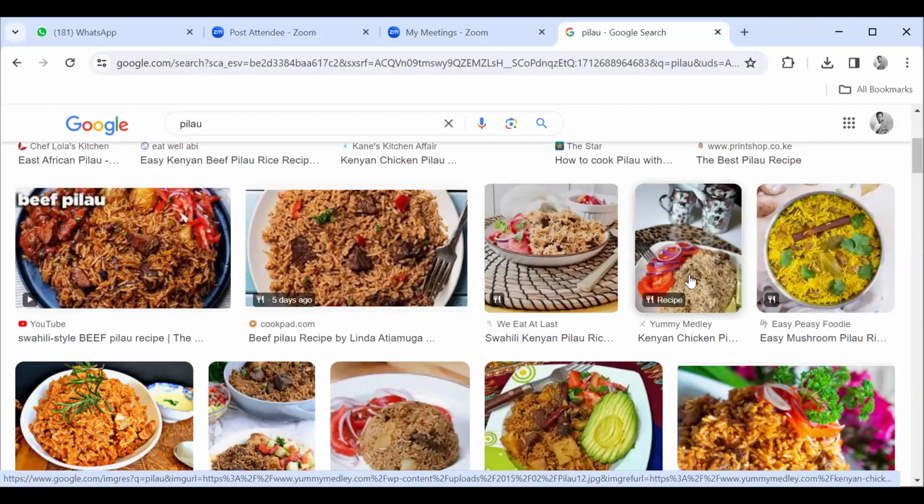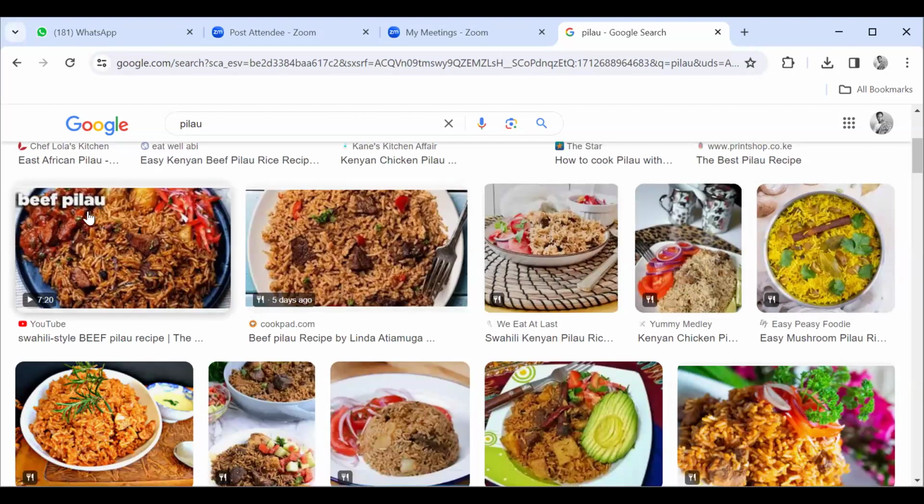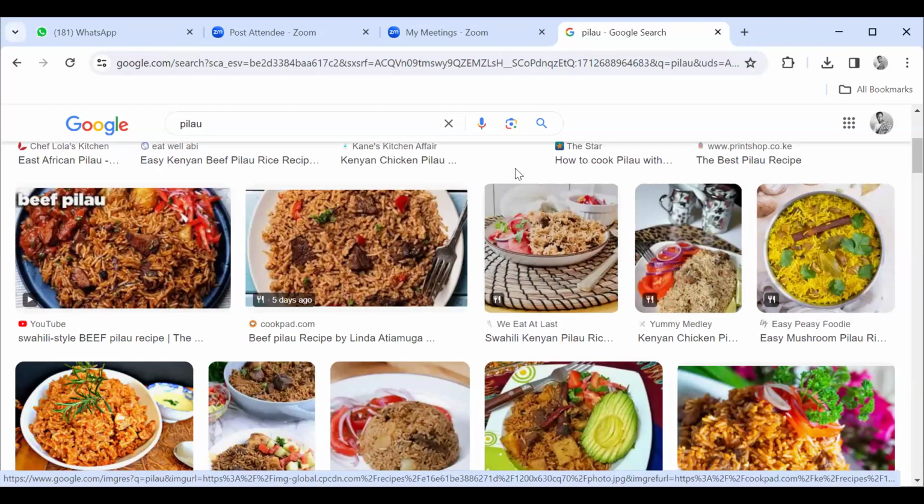Okay, so this one, the one in the first, it can be cooked with beef. They call it beef pilau. Or they can use chicken. They call it chicken pilau. Okay. What about the one at the end, the yellow one? This one is mushroom. Oh, okay. That's why they call it mushroom pilau rice.